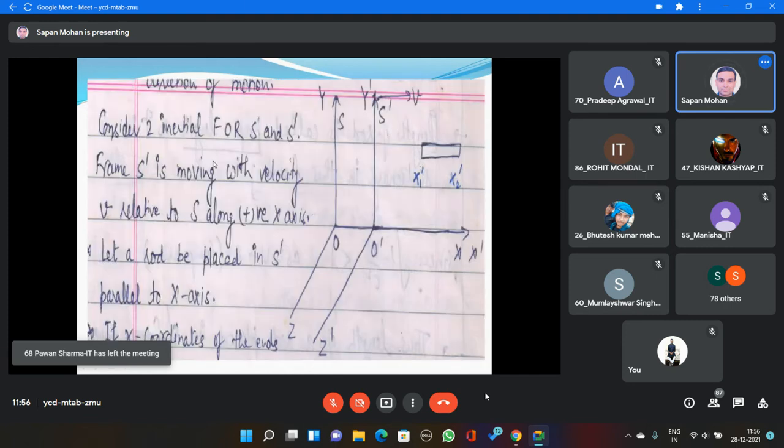So now this is my notes. How can you do this? Let's say two frames of reference, both inertial, S and S dash. S dash is moving with velocity v relative to S along the positive x direction. Let a rod be placed in S dash parallel to x. Let the x coordinates of the ends be x1 dash and x2 dash.